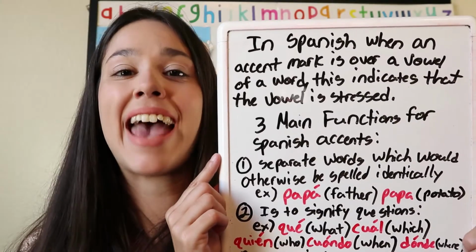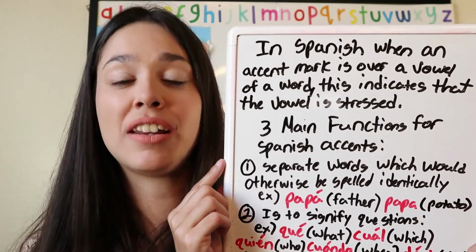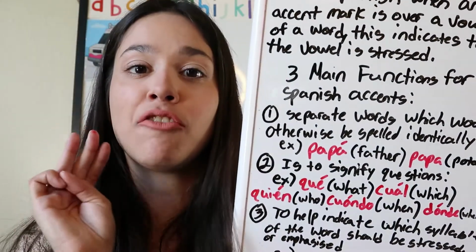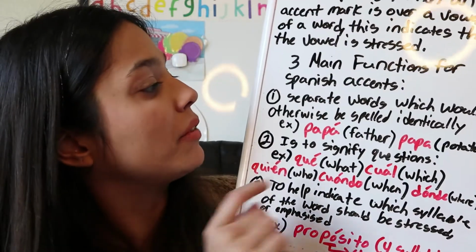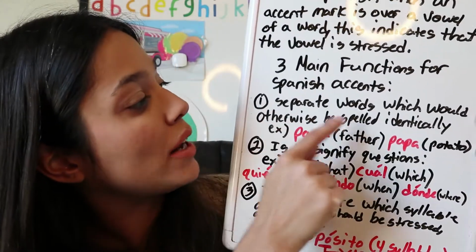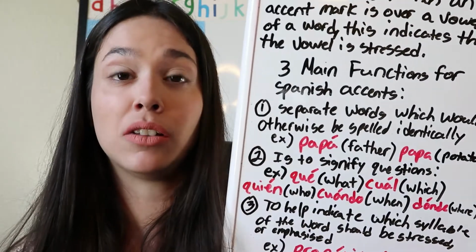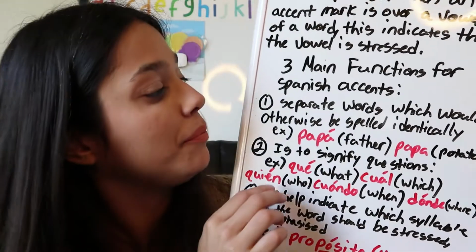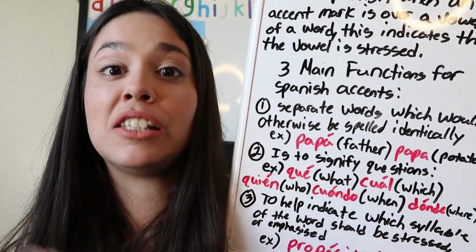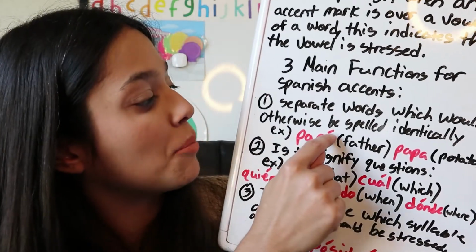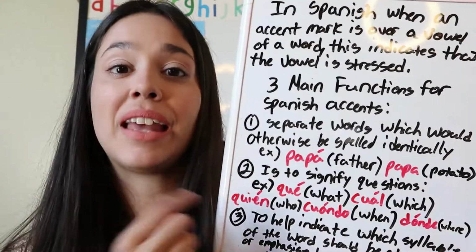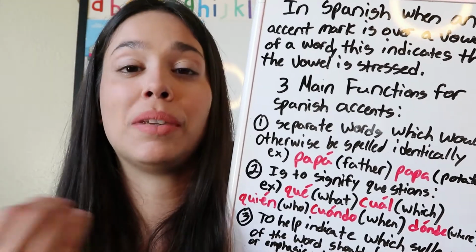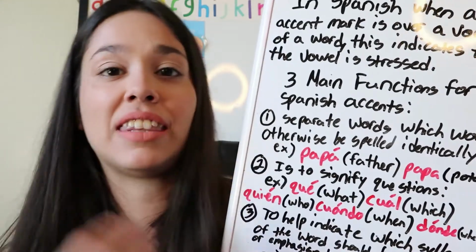In Spanish, when an accent mark is over the vowel of a word, this indicates that the vowel is stressed. So there are 3 main functions for this accent mark. First, it is to separate words which would otherwise be spelled identically. We have our example here, papá, which means father, and papa, which means potato. Now you see the accent mark over the A for papá. That helps the reader or listener understand that you mean father as opposed to potato. And that accent mark gives it that emphasis.